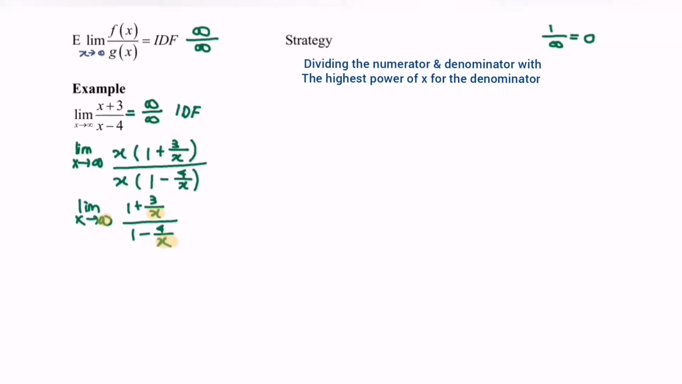Do remember the key: we have 1 over infinity, which is equal to 0. So in this case, we will have 1 for the numerator and 1 as well for the denominator. So at the end, the limit when x approaches infinity for the function x plus 3 over x minus 4 approaches 1.